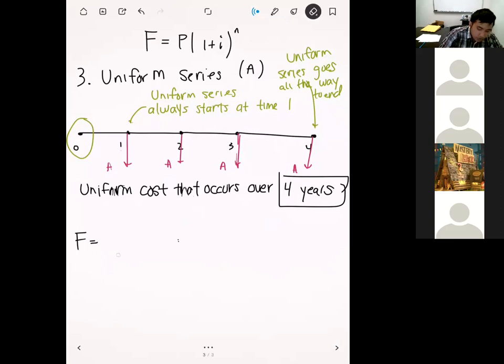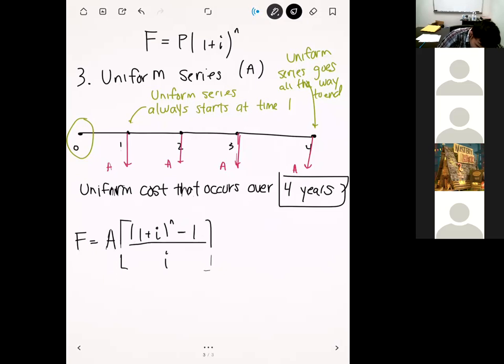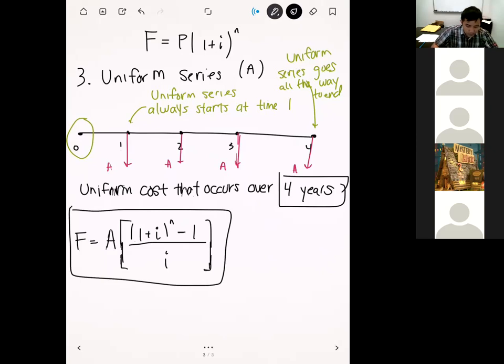If you're going to convert between a future sum and a uniform series, you have F is equal to A times the quantity (1 plus i) raised to the n minus 1, all divided by i. You can use that formula to convert between a future sum and a uniform series, and you can go both ways. Just make sure you plug in what you know, and then solve for the other one.